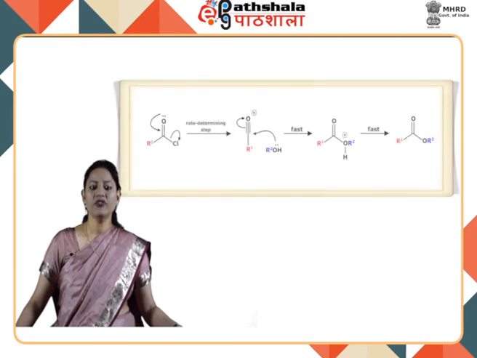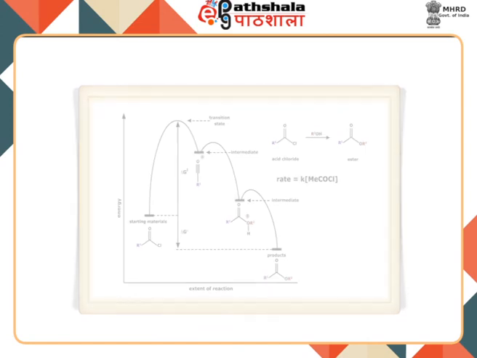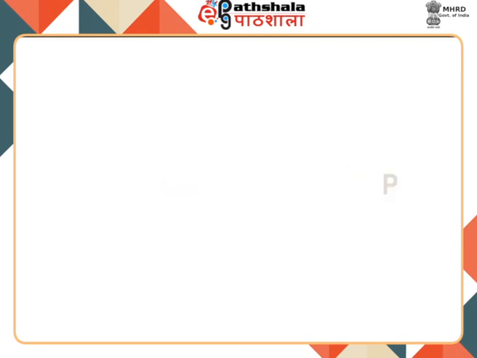The conversion of acid chloride to an ester in acidic medium proceeds via nucleophilic attack of alcohol on the carbonyl carbon. Kinetics gives an insight into the mechanism of a reaction, and rate depends on the concentration of acid chloride. Thus, it is a unimolecular reaction and rate is equal to k times the concentration of acid chloride. Lastly, we will see the conversion of ATP to ADP.